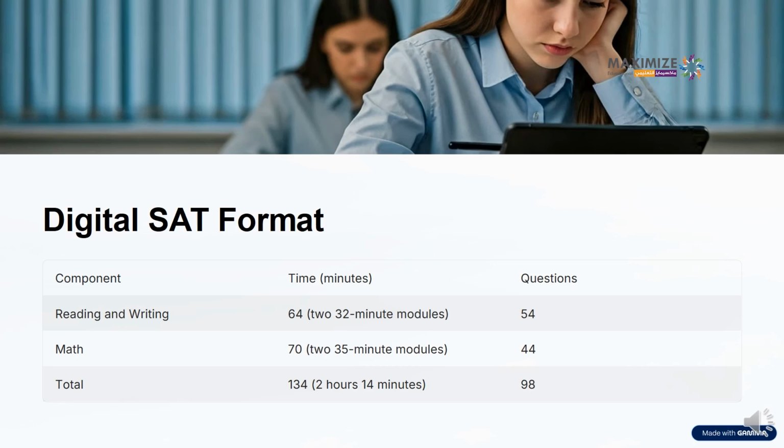So, how is the SAT test formatted? As you know, the SAT test is divided into 2 parts: English, or reading and writing, and math. The first part, reading and writing, is made up of 2 modules. Each module has 27 questions, and it takes 32 minutes to finish. So in total, to answer all 54 questions, you have 64 minutes only. For the math section, you also have 2 modules, with 35 minutes for each module, a total of 70 minutes. The total duration of the exam is 2 hours 14 minutes.